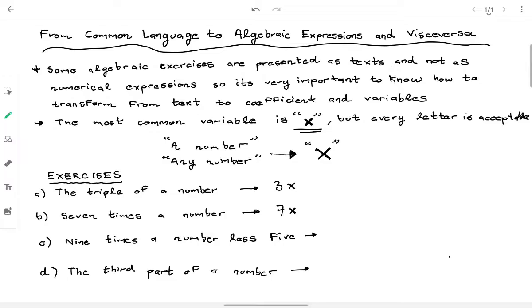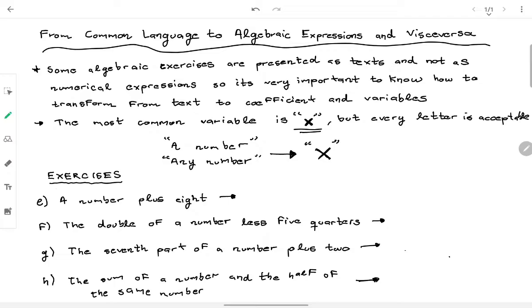The next one is 9 times a number, so it will be 9 times a number less 5. The next one says the third part of a number. This is important because we can write it one way, but we can also write it another way. Both of them are correct. So it's up to you to decide if you use 1/3 multiplied by x or x over 3. It's the same. Both of them represent the third part of a number. Let's see some other examples.